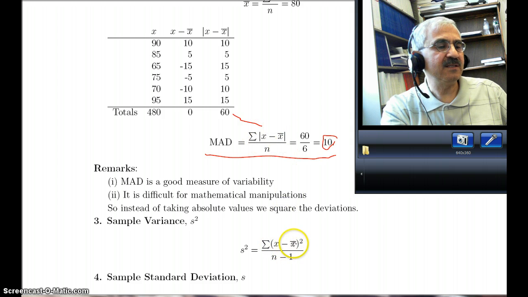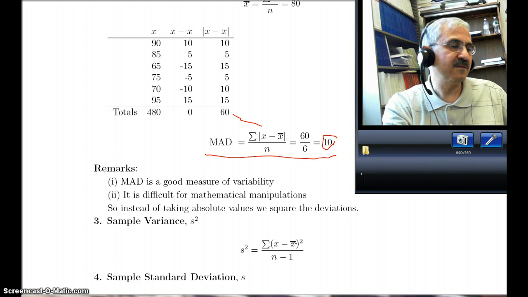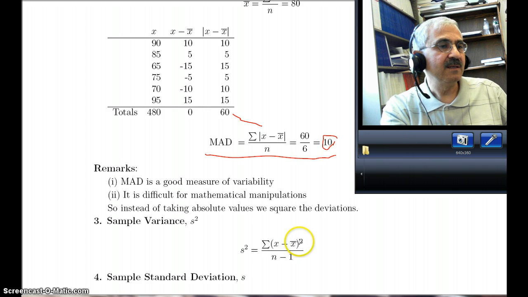So these deviations, deviations from the sample mean, are squared. We add them all together, and then we divide by their number minus 1. We'll talk about why we divide by n minus 1 in a minute. And we get s squared, which is called the variance.